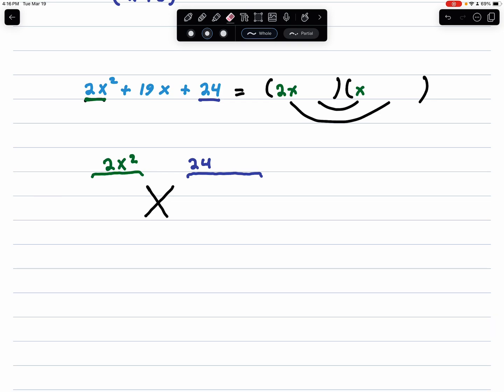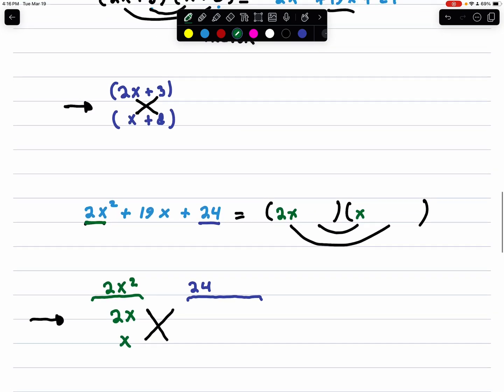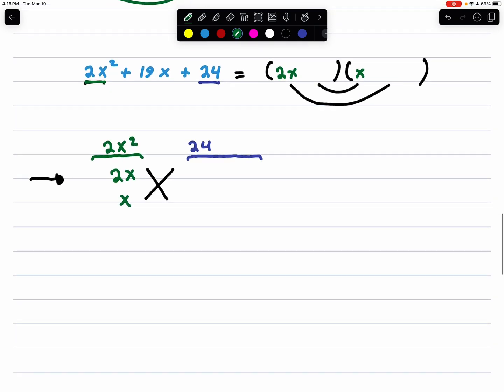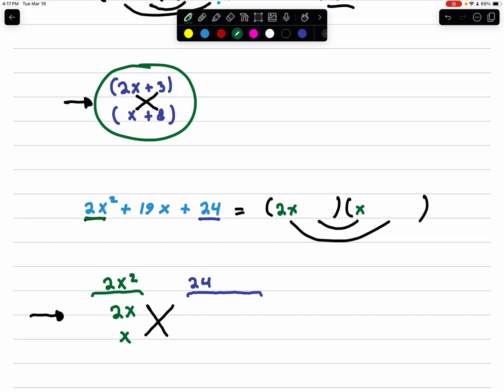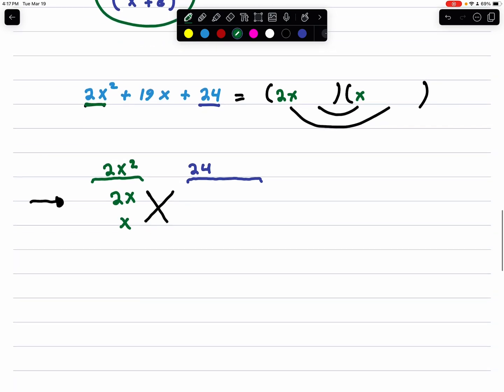So let's concentrate. I'm going to try to figure out two numbers that multiply to 2x squared. Fortunately, there's only one way to get 2x squared, and that's 2x and x. I'm putting the brackets like this, one on top of each other. So 2x and x. I put an x in the middle, a big one, to remind me that I need to cross multiply. Why cross multiply? Because that's what's going to give me the middle term, the 19x that I'm looking for.